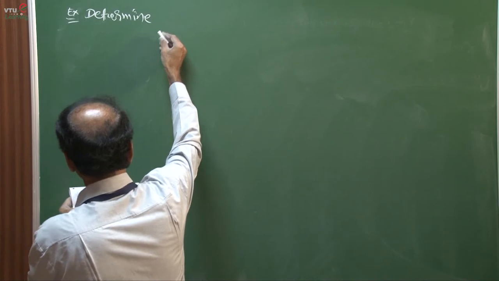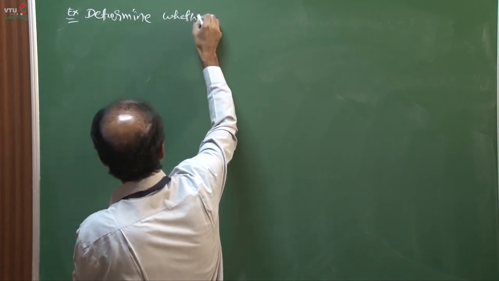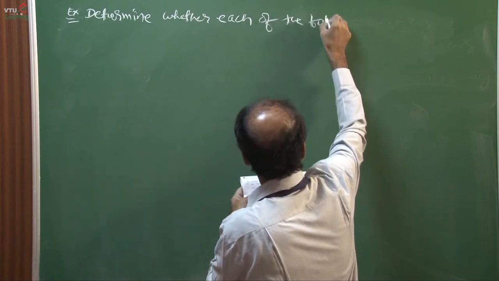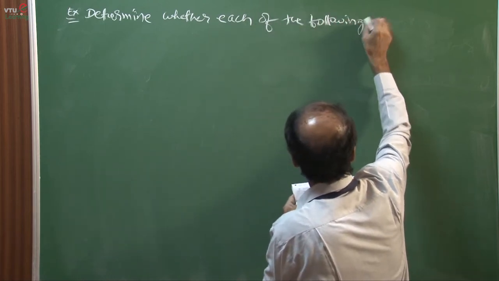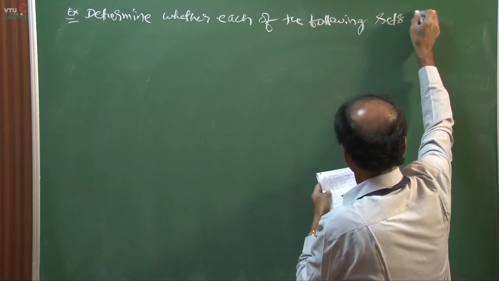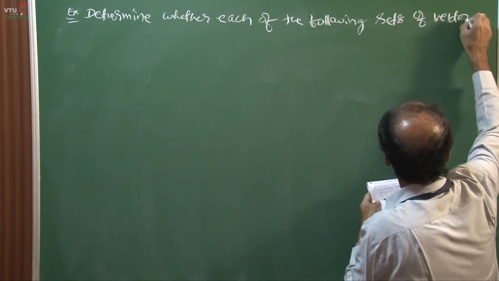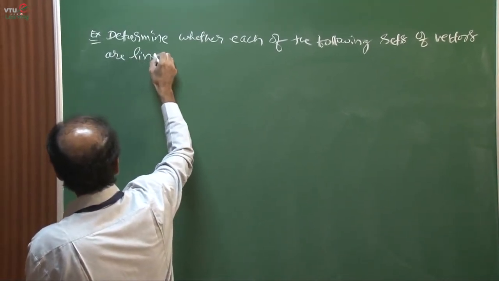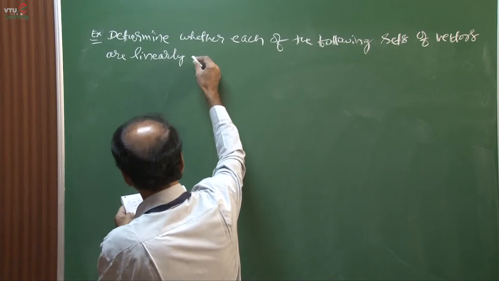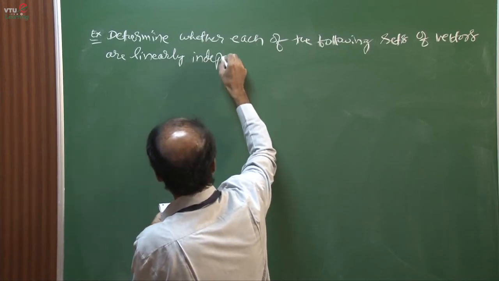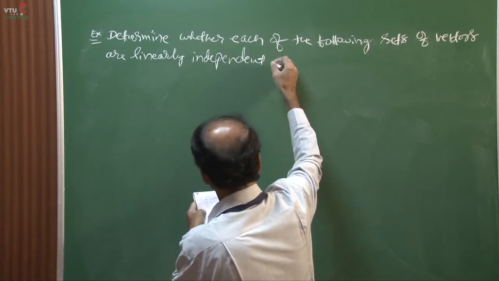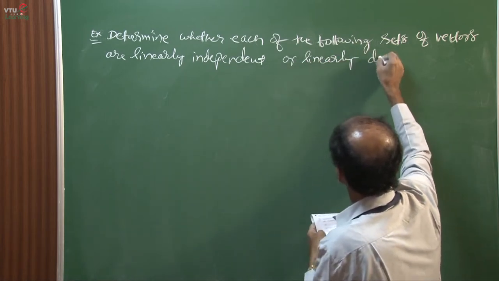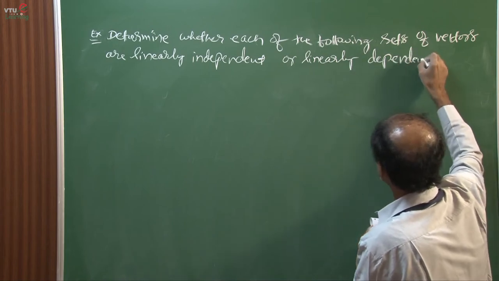Determine whether each of the following sets of vectors are linearly independent or linearly dependent.